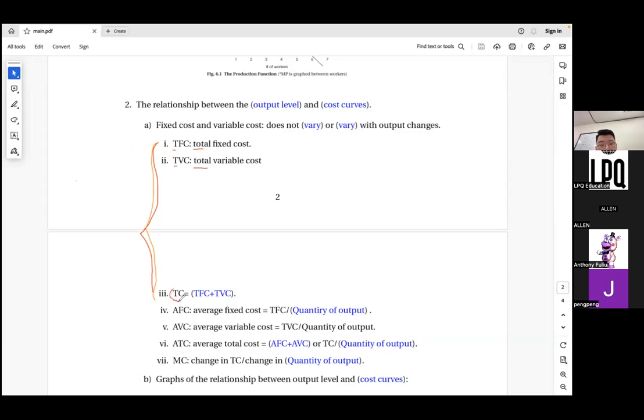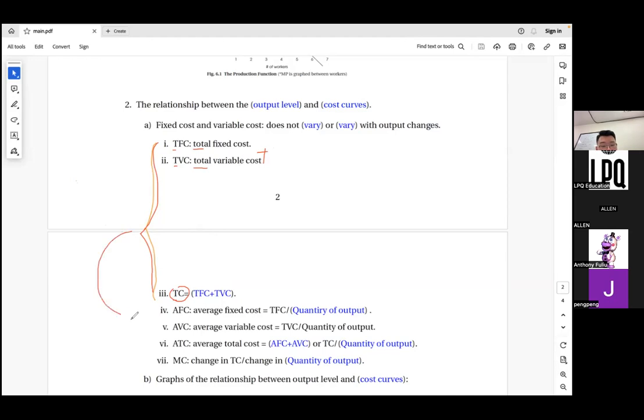So how can you calculate TC? You just add these two parts together, because we only have two types of costs, either fixed or variable. You add them up to get your total cost number.